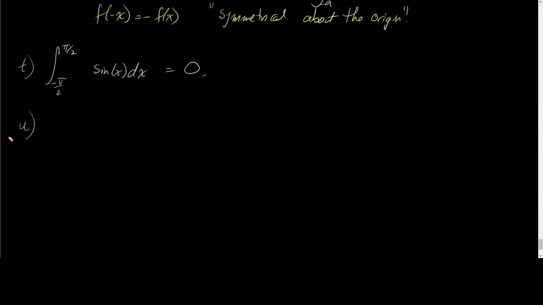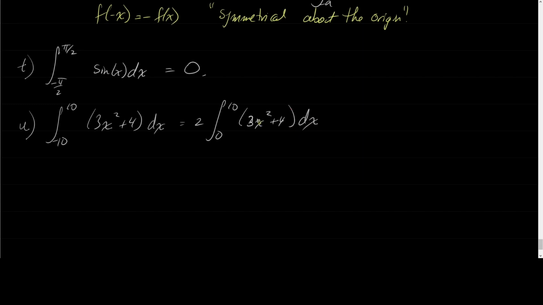U. Let's say that I had the integral from negative 10 to 10 of something like this, 3x squared plus 4 dx. Well, this is an even function. So what we can say here is we end up with twice the integral from 0 to 10 of 3x squared plus 4 dx. And the great thing about this is that now when we go to evaluate, there's going to be less calculation. So let's see what we get. We have 2 times the integral of 3x squared is x cubed plus the integral of 4 is 4x. And we have this evaluated from 0 to 10.